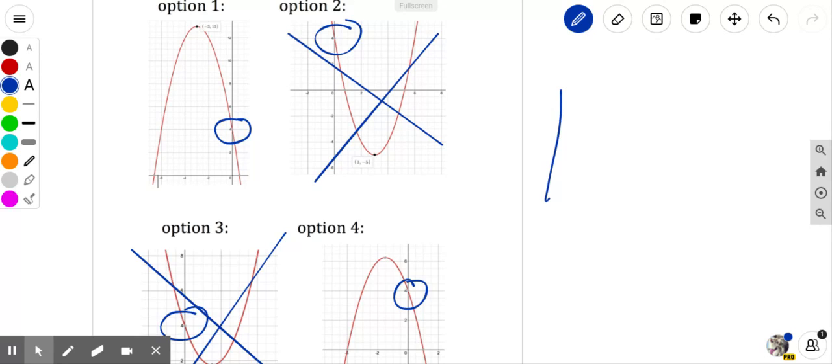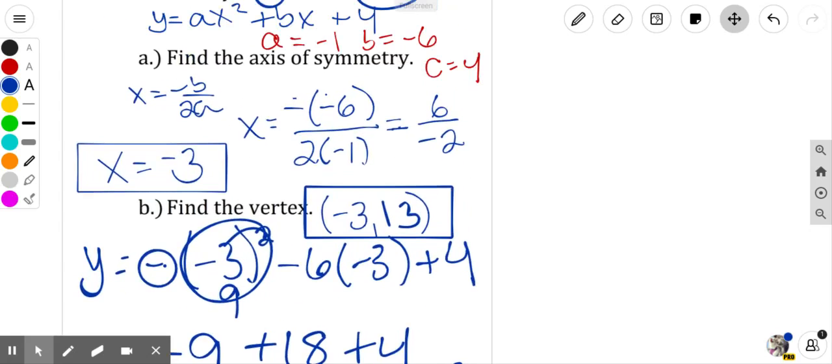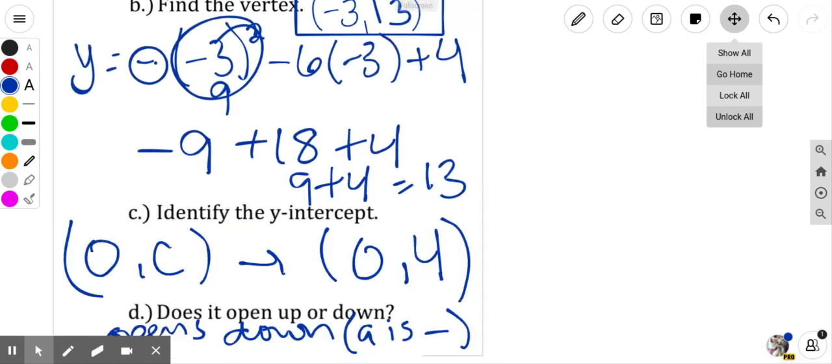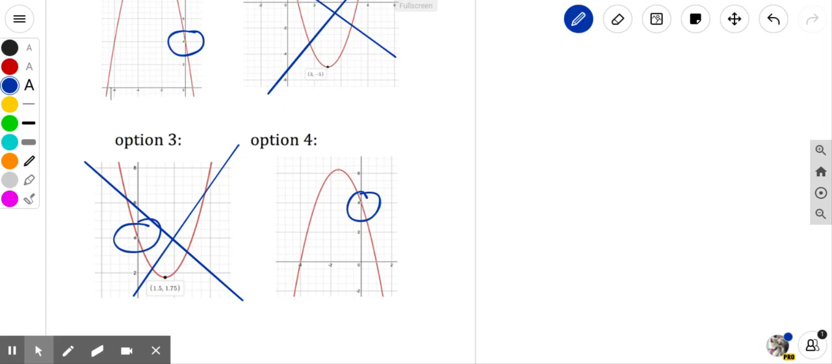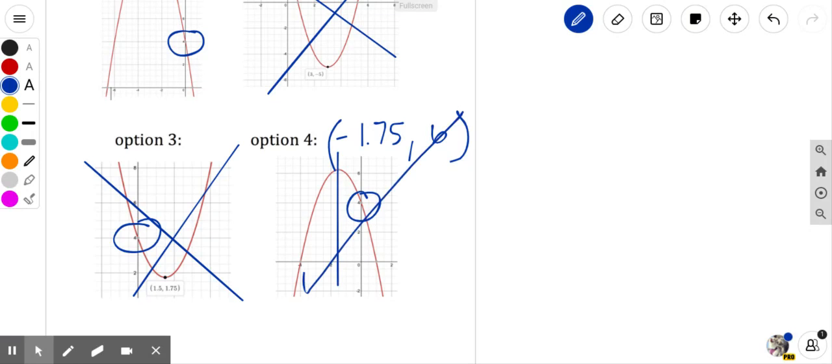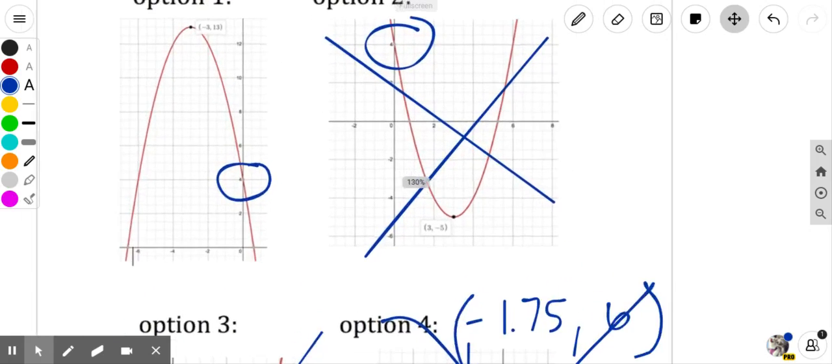So let's go back up to see what the vertex was. What was the vertex that we found? Negative 3, 13. So let's go back. This one looks like it's at about negative 1.75 something, like about 6, a little more than that, which is not negative 3, 13. So that eliminates this one. So it looks like this one is the winner.